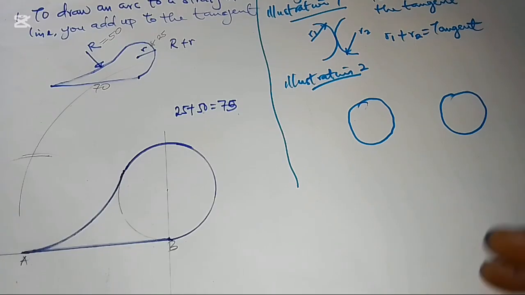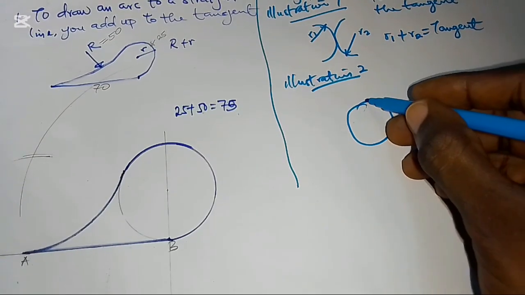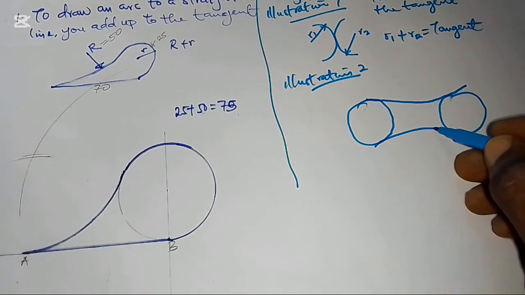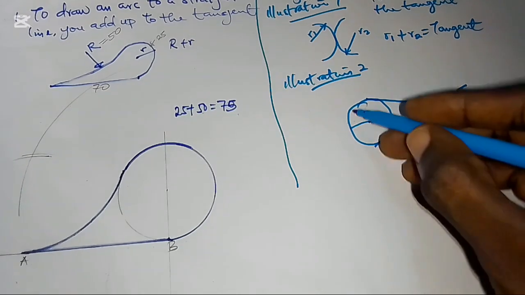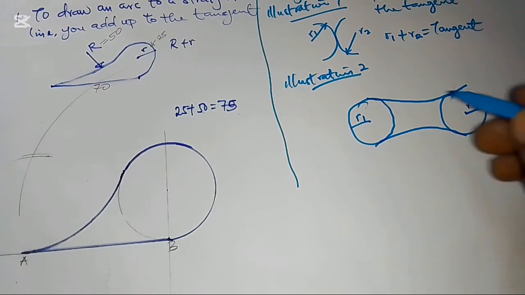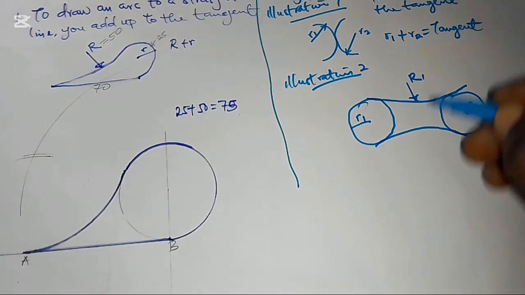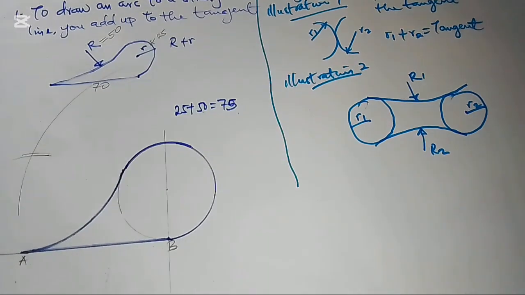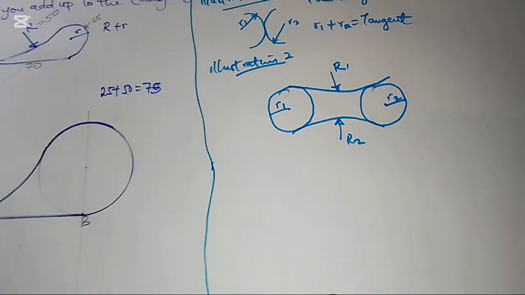unequal circles. So if they have a tangent this way, and you have another one this way, you can see this tangent here. Let's call this radius 1, this radius 2. This tangent here, let's call it R1, then this, let's say, is R2. Now you can see these two.